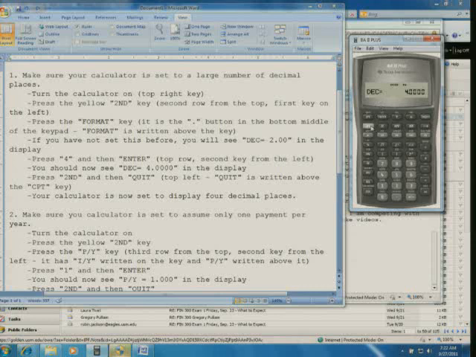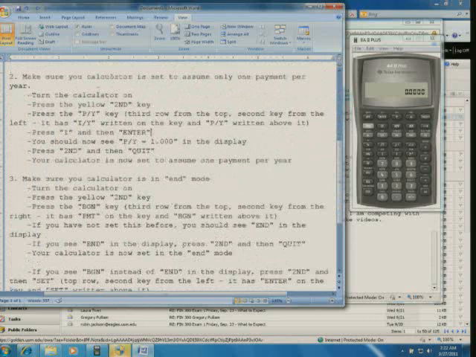Okay, you've got that set. Now you can hit second and quit. Okay? And quit is written right above the CPT, or the compute key, all the way in the top row on the very left. Okay? And now you'll see on your calculator we've got the 0 followed by 4 decimal places, and we're set to display 4 decimal places. If you want to see 5 or you want to see 6, you just press 5 or 6 instead of 4. Okay? But I would go at least 4.